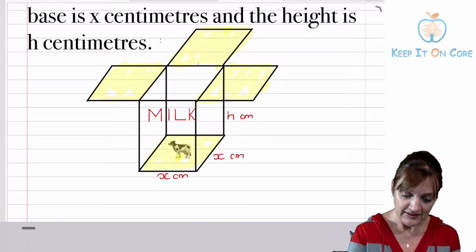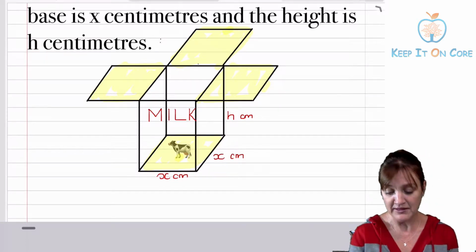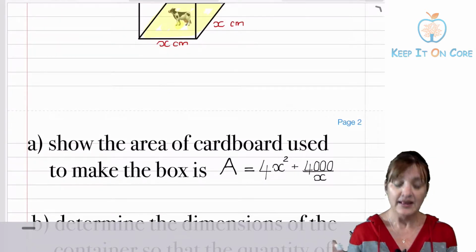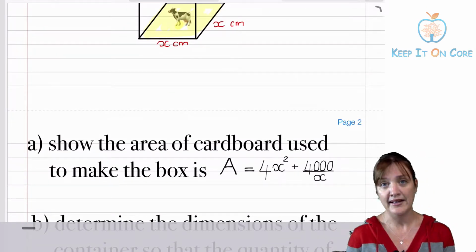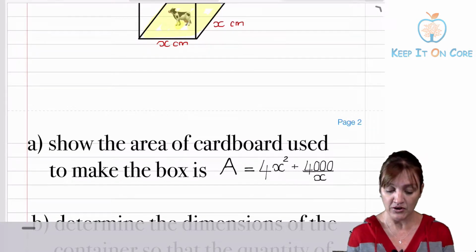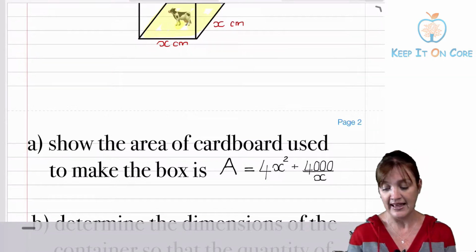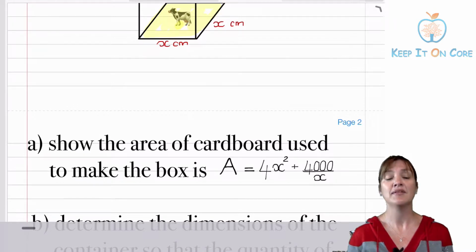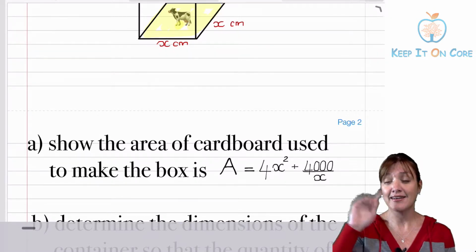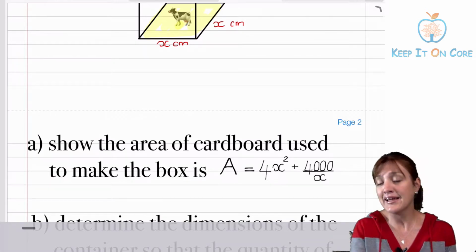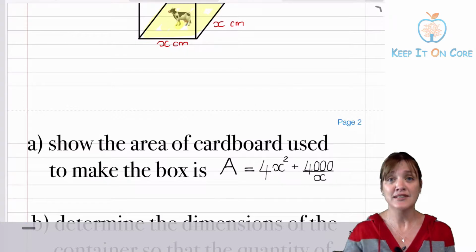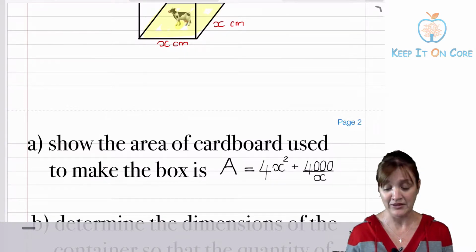Right, so what else have we said? We've got the length and the breadth of the base, which is x, and the height, which is h. This is a pretty typical way of how they would ask you this. They've said, show that the area of the cardboard used to make the box is A equals, and they've given you the formula. Very often they'll actually guide you. They give you a little helping hand and say, this is what the answer should look like. You just have to get there. You have to prove it.